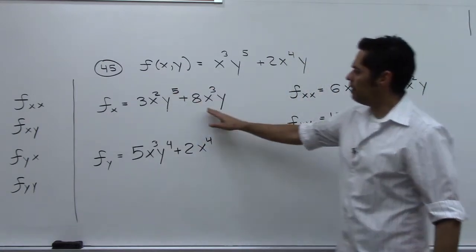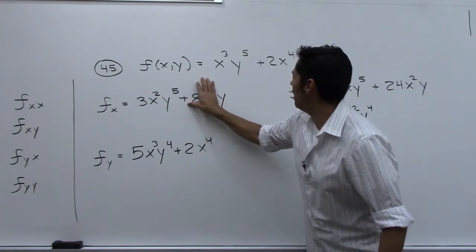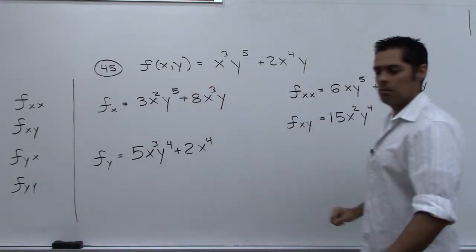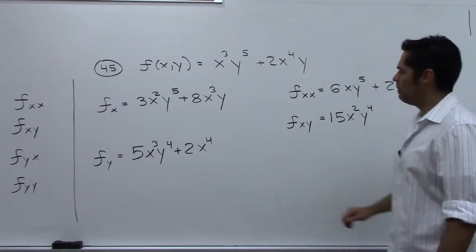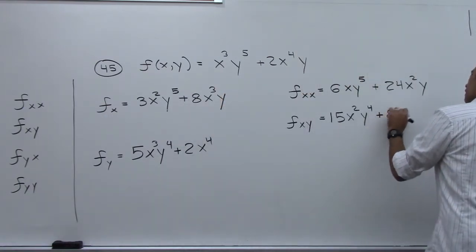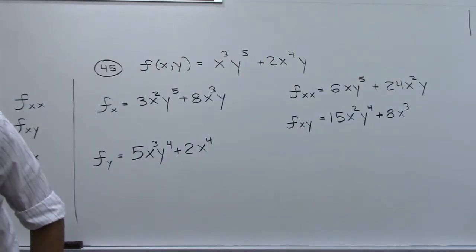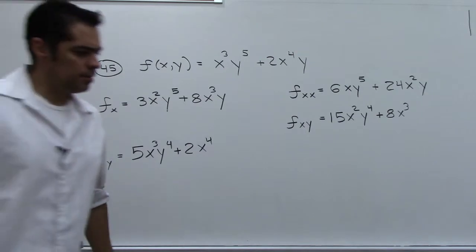And then over here, cover up the 8x cubed. Derivative of y is going to be 1. So derivative of y is 1, so we just get plus 8x cubed. See what that is.